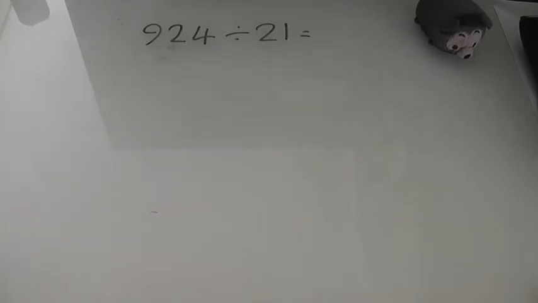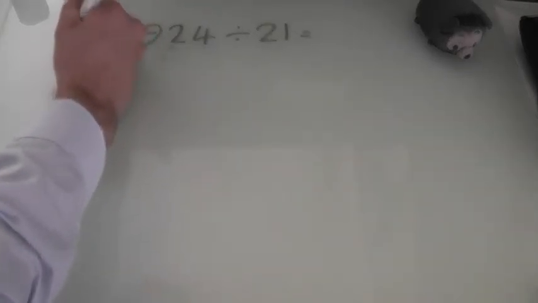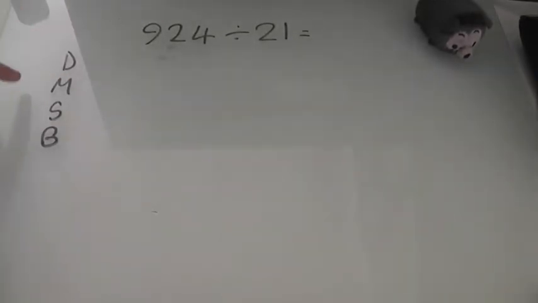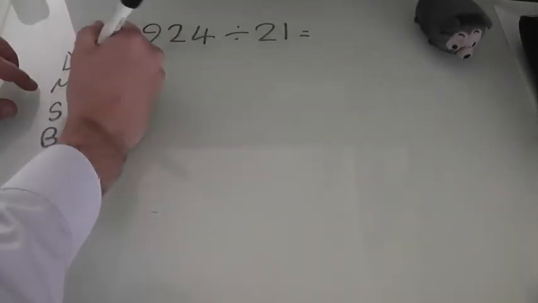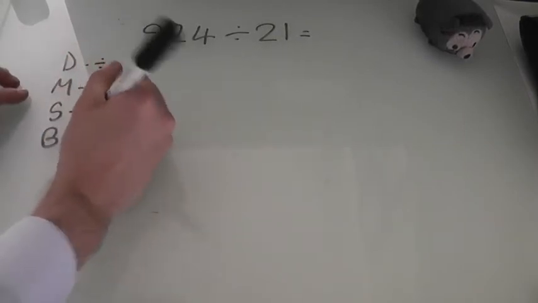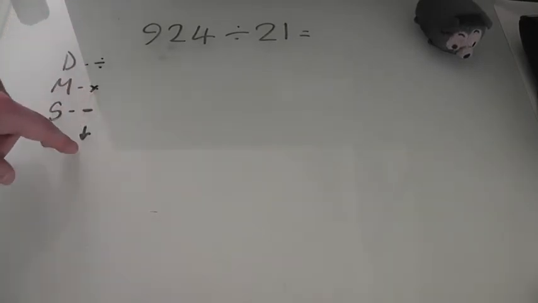So one little trick that might be worth remembering with long division is the motto: does McDonald's sell Big Macs? DMSB. This will tell you the order which you need to do long division in. So does McDonald's sell Big Macs? These stand for divide, multiply, subtract and bring it down. Okay? Divide, multiply, subtract, bring it down.